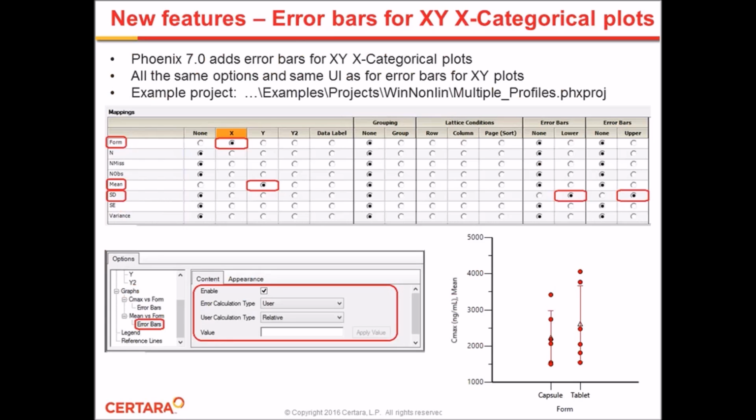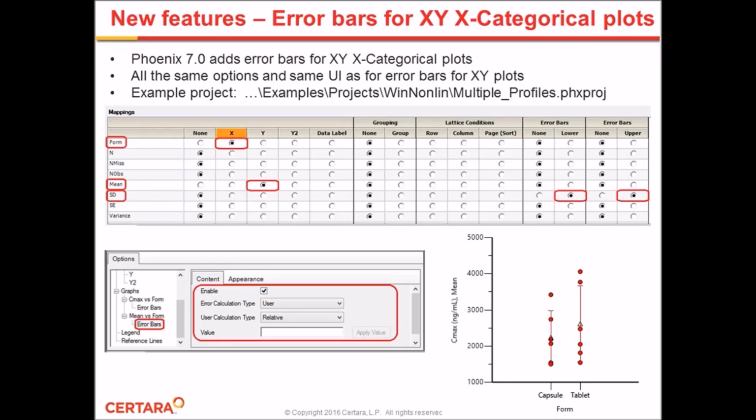So now for error bars for XY X-Categorical plots. We had this feature previously for XY plots. We kept all the same options and the same UI as for error bars for XY plots. So if you're familiar with this feature, it will be very easy to use on the X-Categorical plots. And we've also provided an example project that shows how you can construct the plot that I've shown. It's the multiple profiles project, and also all the steps are given in the WinNonlin user's guide.